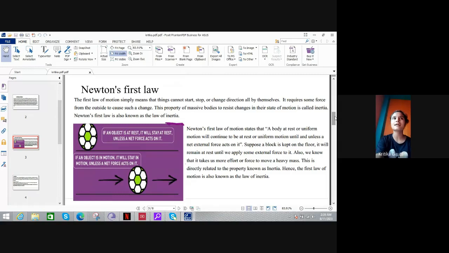We have to apply some external force to change its place from rest to motion.